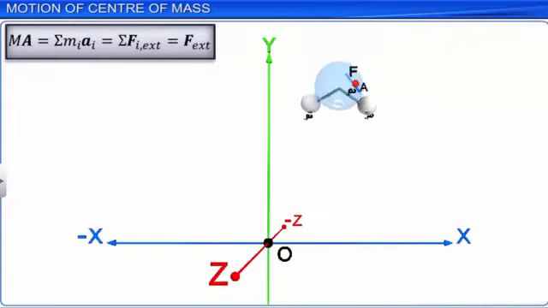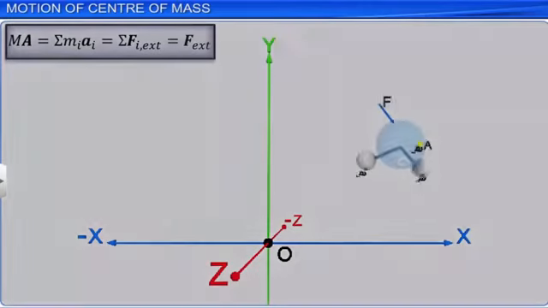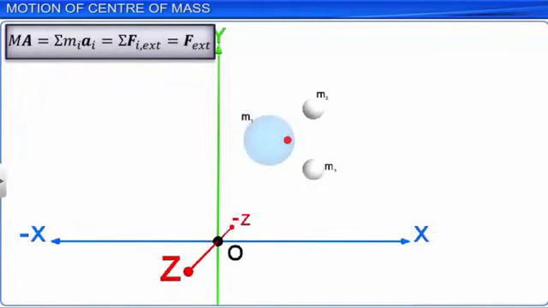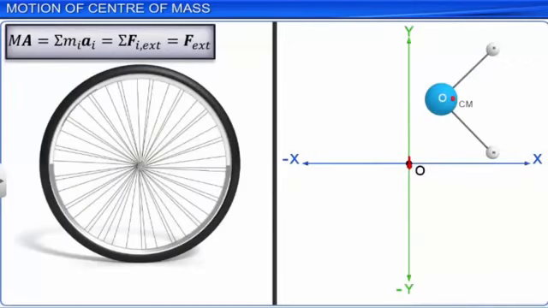1. The motion of the center of mass of a system of particles is independent of the internal forces. 2. The center of mass moves as if the whole mass of the system is concentrated at it and the external force is acting on it. 3. These conclusions are true for any system, a rigid body or a group of particles.